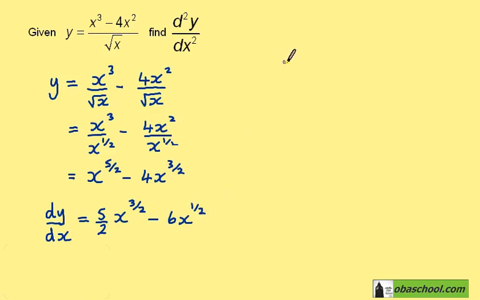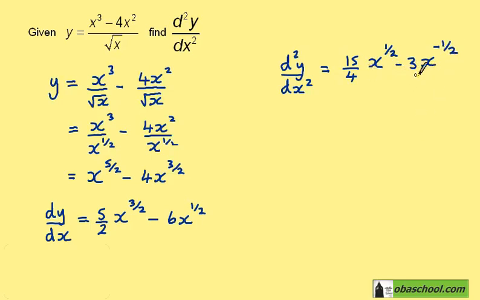We want to find d2y dx squared, and we know we get this by differentiating dy dx again. Differentiating this expression, 3/2 comes down in front of the 5/2, and multiplying these fractions gives 15/4. We need to reduce the power by 1, so it's x to the half. A half times minus 6 gives us minus 3, and again reduce the power by 1.